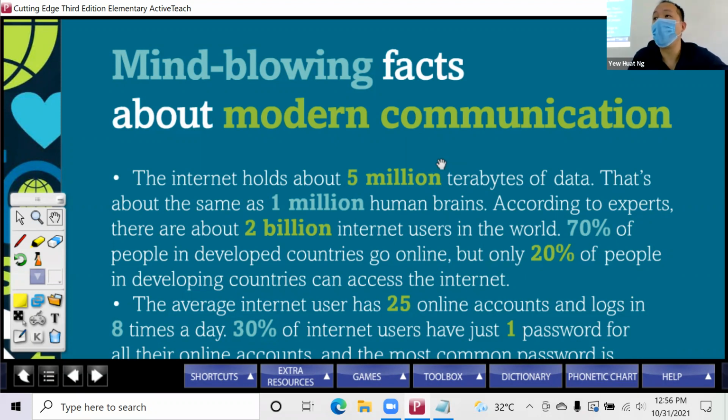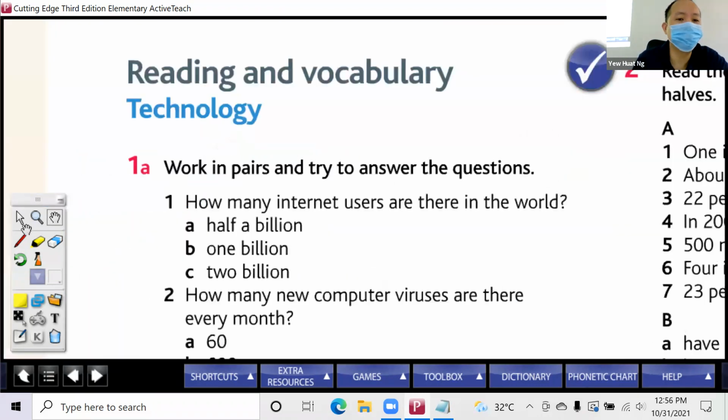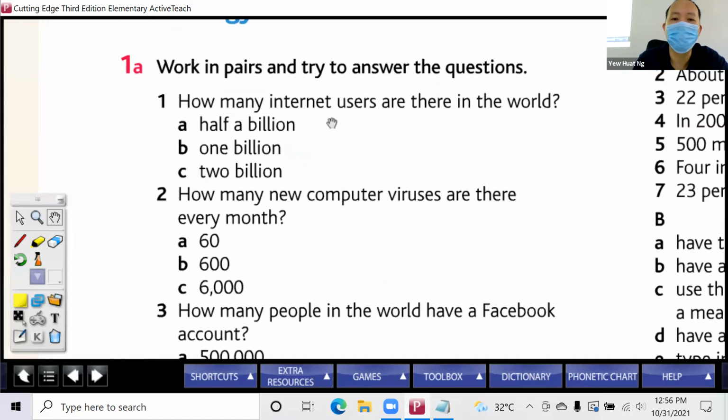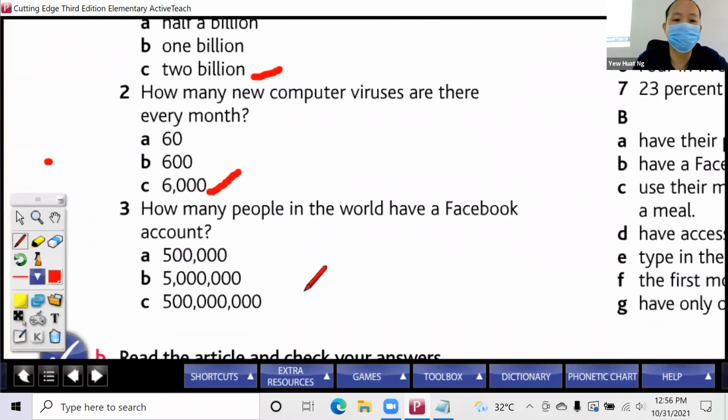Okay. Let's take a quick check. All right, here we go. Number one, what is the answer? C, 2 billion. 2, C, 6,000. 3, C. No, it should be more now. Again, this book is a bit old.